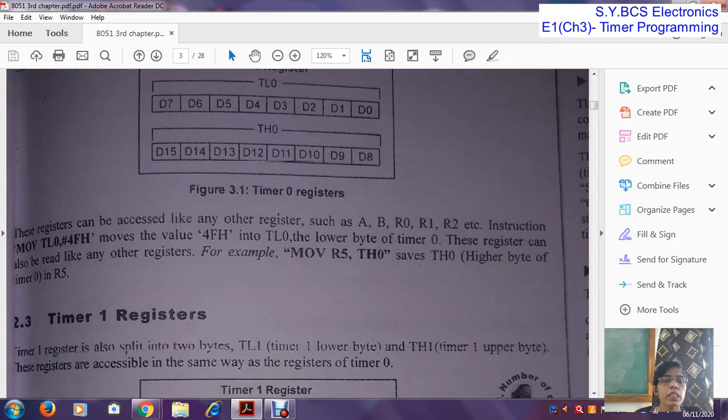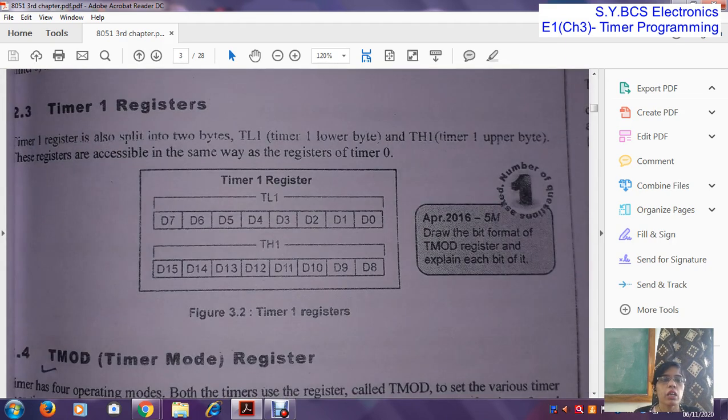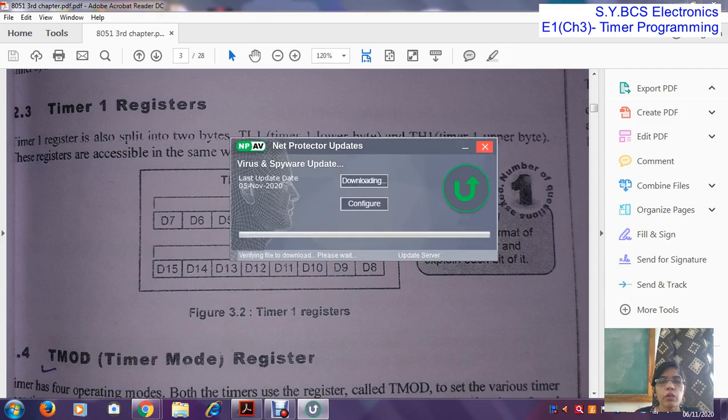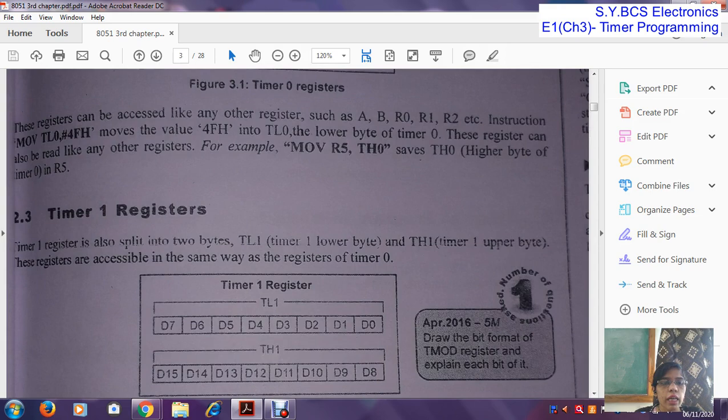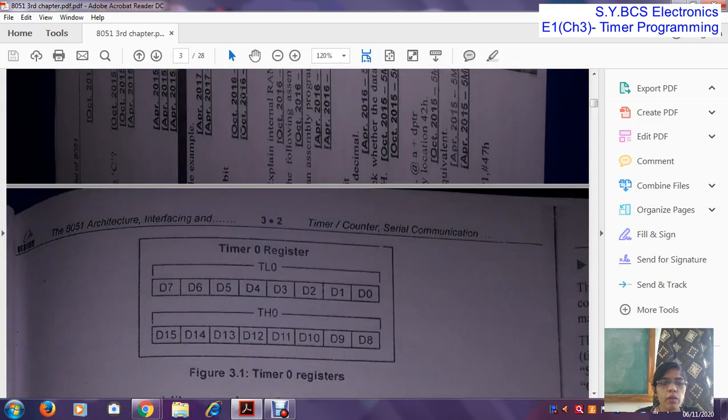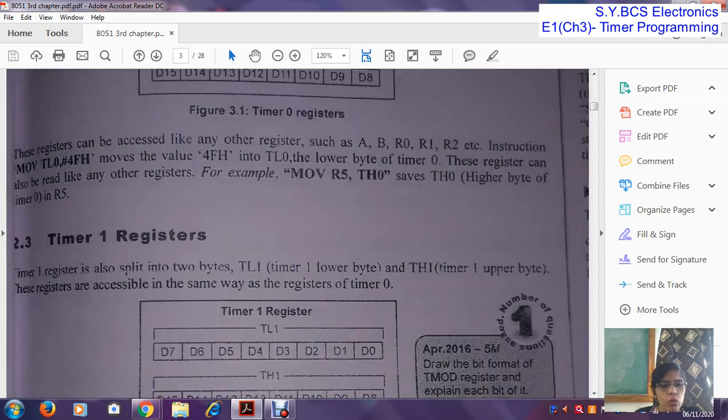Okay, now the next register is the timer 1 register. The timer 1 register is also split into two bytes, TL1 and TH1. TL1 means timer 1 lower byte, and TH1 means timer 1 upper byte. These registers are accessible in the same way as the registers of timer 0. So the timer 1 register is accessed the same way as timer 0.